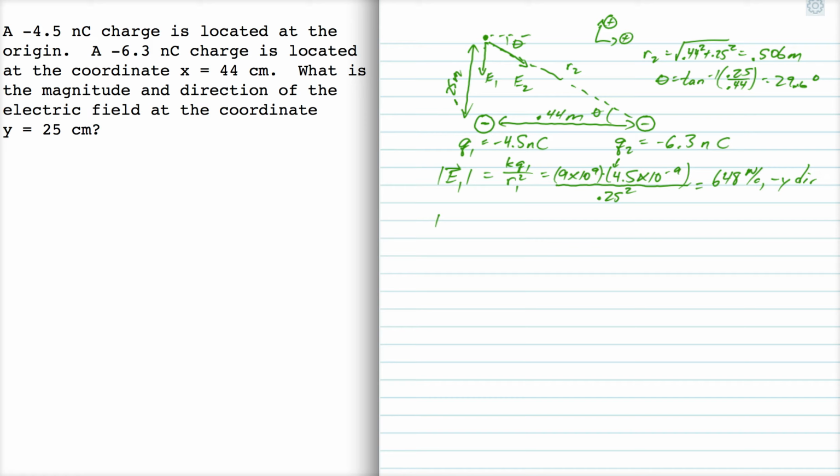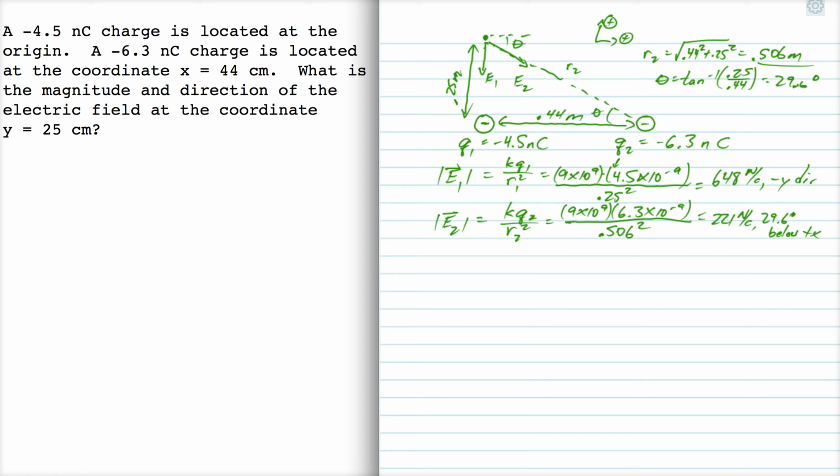Okay, and then E2, you can calculate that pretty easily, I think. We're going to use 6.3 times 10 to the minus 9, again, just using the positive value of the charge, the magnitude of the charge. We're going to use 0.506 for our distance that we calculated up here. That gives us 221 newtons per coulomb in a direction 29.6 below plus x.